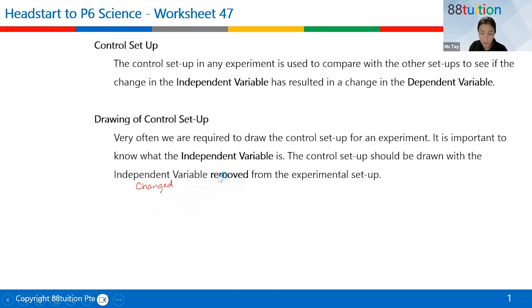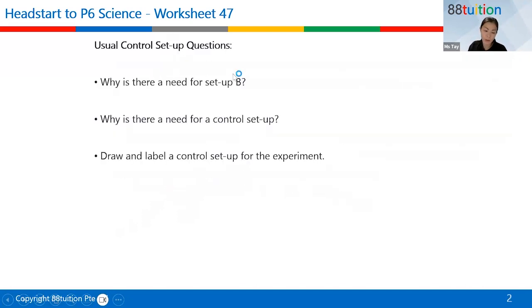So the change variable is removed from the experimental setup. Then they also like to ask you questions like these. Why is there a need for the setup? Sometimes they don't even tell you that setup B is a control setup. They will ask you to say why there is a need for setup B. Sometimes they are very kind. They immediately tell you that this particular thing is actually a control setup. So what is the importance of a control setup? They ask things like that.